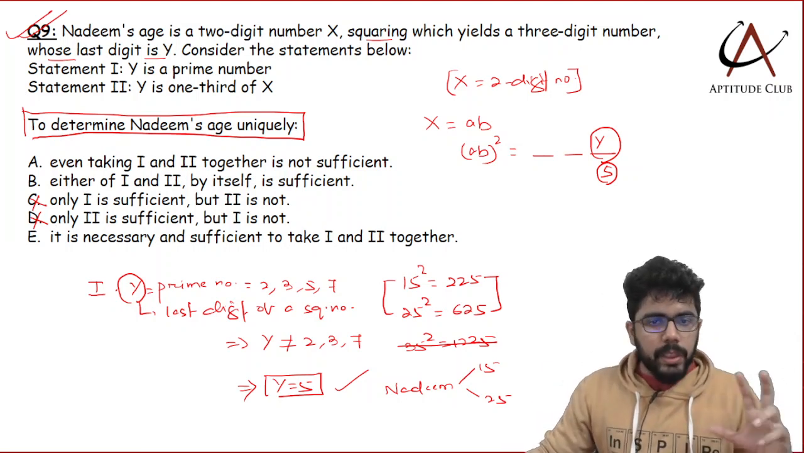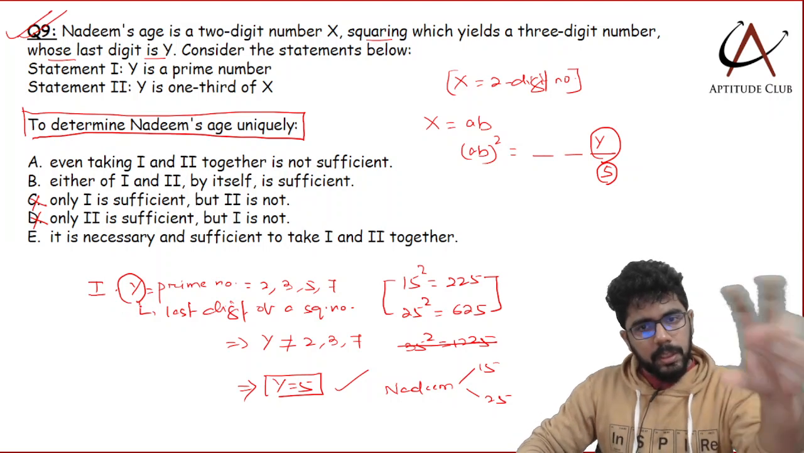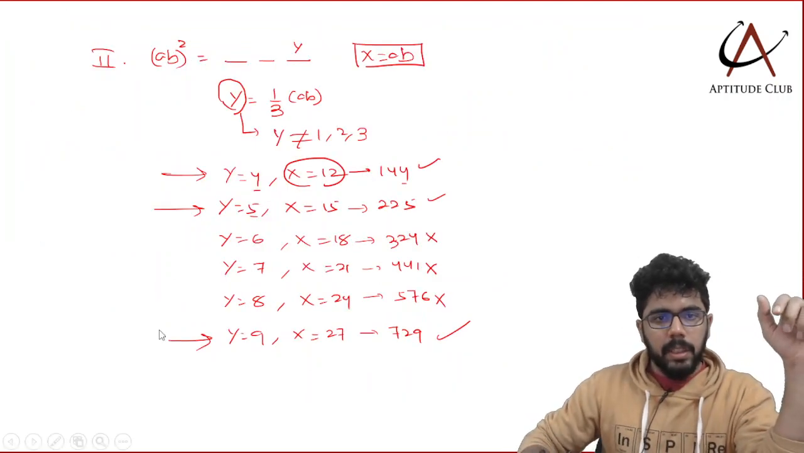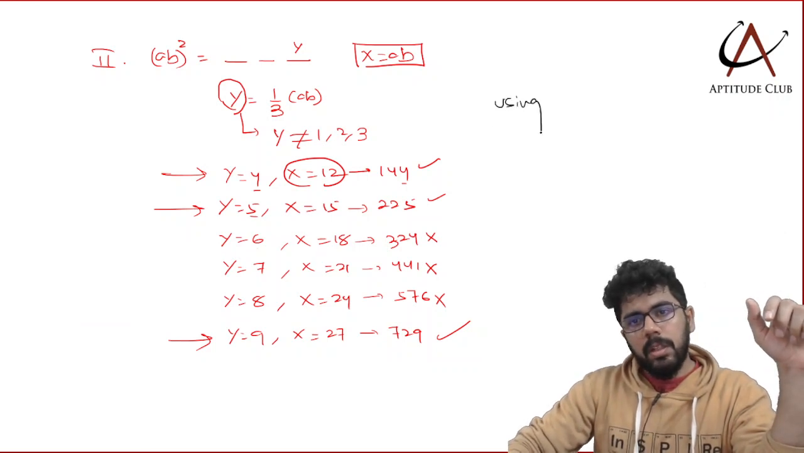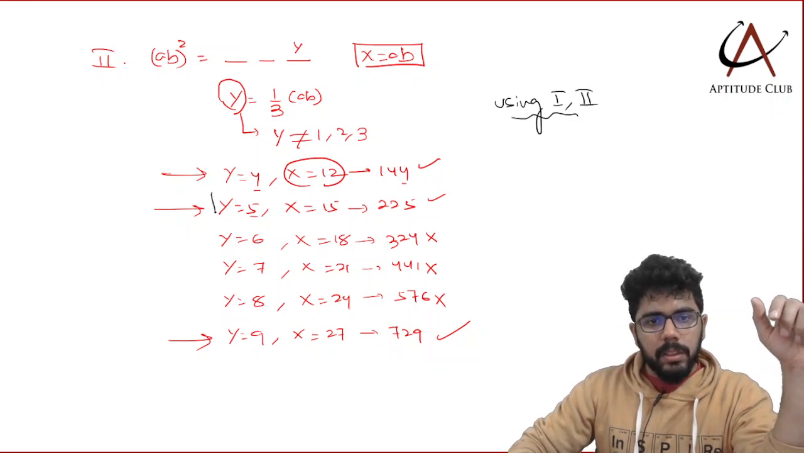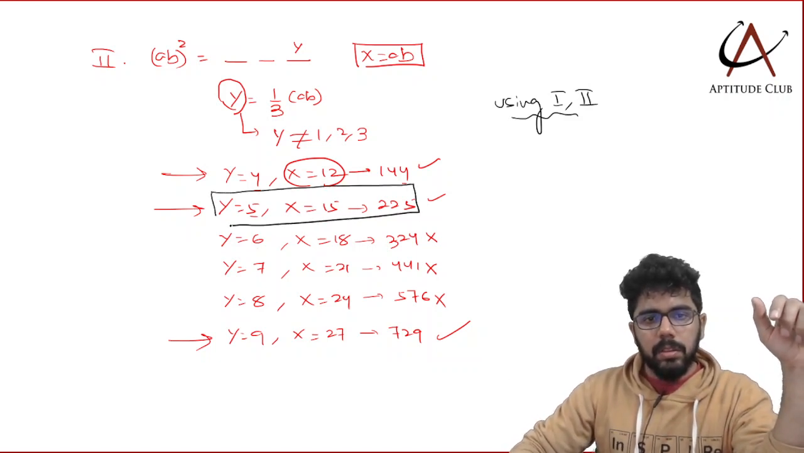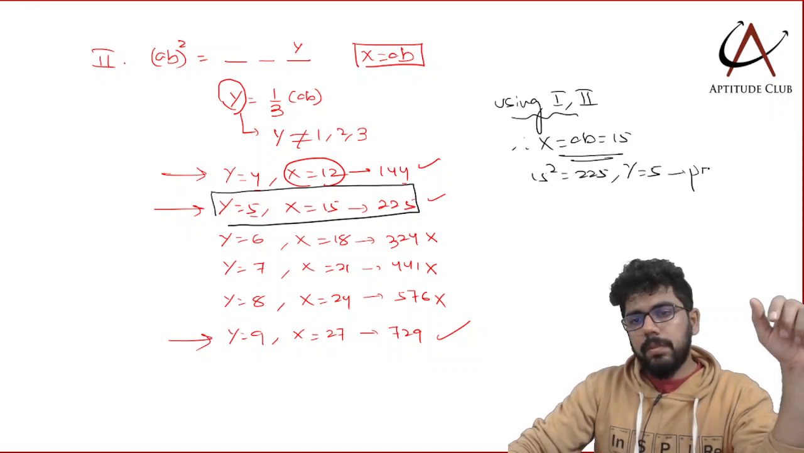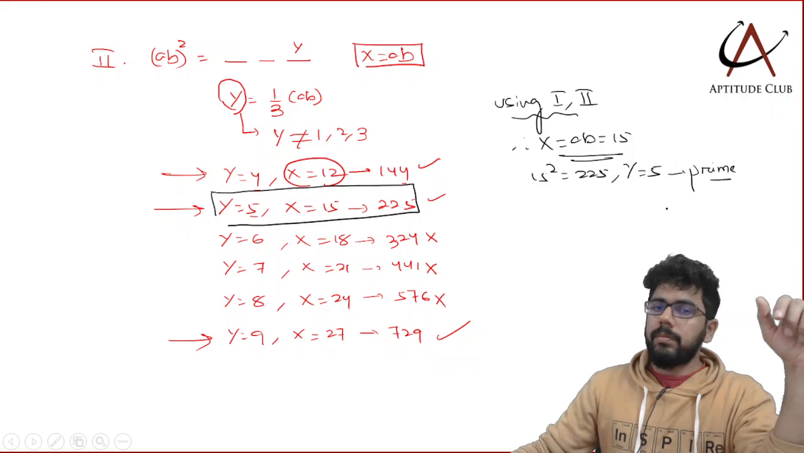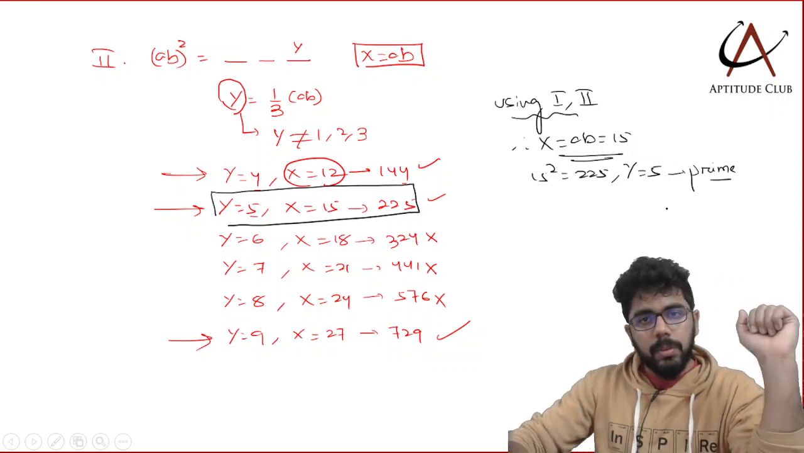Now if I take both the statements together, the data of the first statement and the data of the second statement, using both 1 and 2, I'll get one common case, that is this thing. So you'll get Nadim's age x equal to AB, which is 15, and the square of 15 is 225. So y is 5, which is a prime number. So both the statements together are actually sufficient.